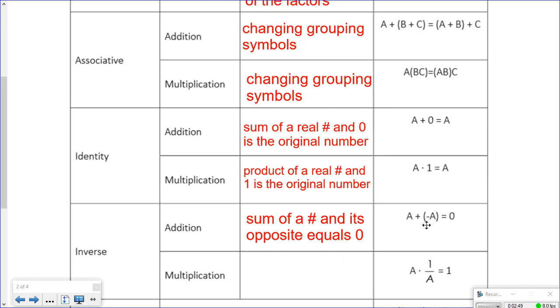The same thing goes with multiplication. It's the product of a number and its reciprocal, like the fraction version, and it will always equal 1. So we have A times 1 over A equals 1. Multiplying by the reciprocal is the same thing as doing division, so if you did A divided by A, that would still give you 1. So even though there's subtraction and division happening, what really is happening is the addition of a negative or the multiplication of the reciprocal.